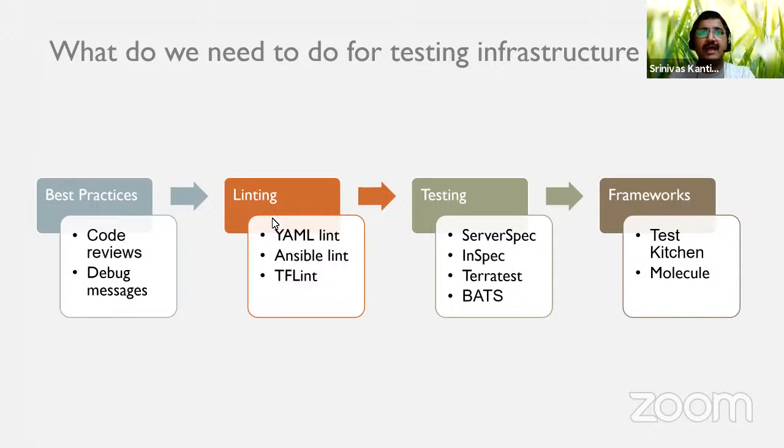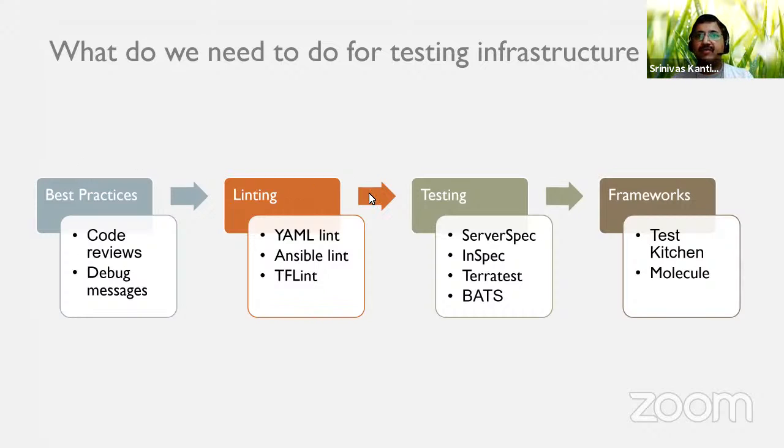Similarly, YAML has YAML lint, Ansible has Ansible lint, Terraform has TF lint. We should use them. When we use them is up to you, while developing or while doing a pull request. But they give you some good best practices. They can find out if you are not following best practices.